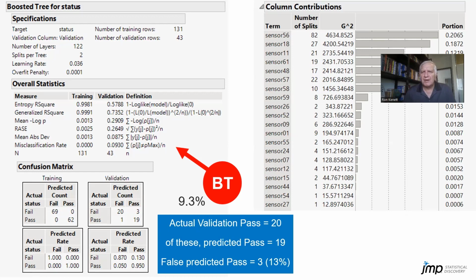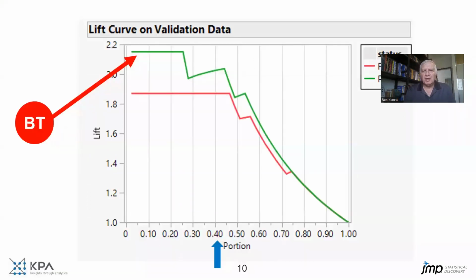We can look at the variable importance column contributions. We see that sensors 56, 18, 11, and 61 are the top 4 in terms of contributing to this classification. And we see that in the training set, we had 0 misclassification. So we might have some overfitting in this boosted tree application. If we look at the lift curve, for 40% of the systems we can get over 2 lift, which is the performance that this classifier gives us.